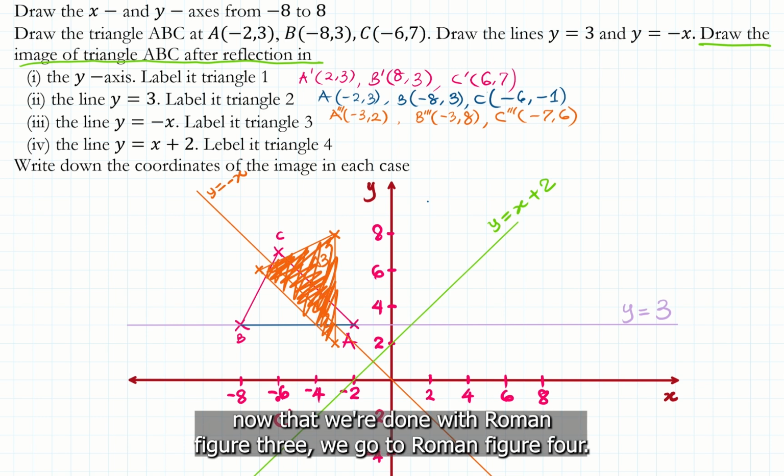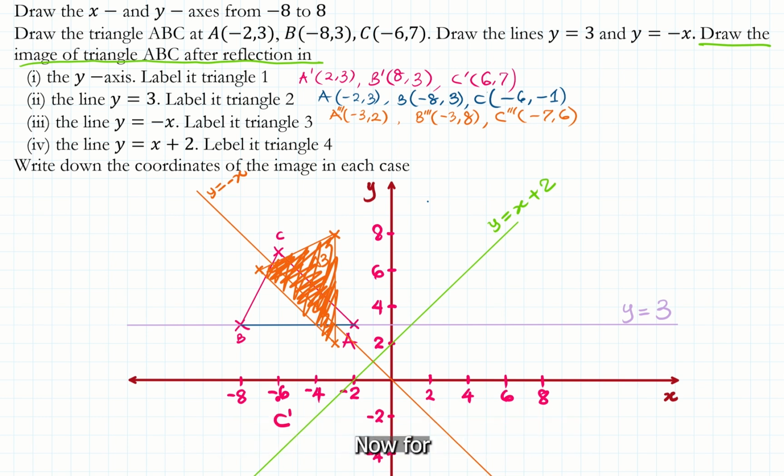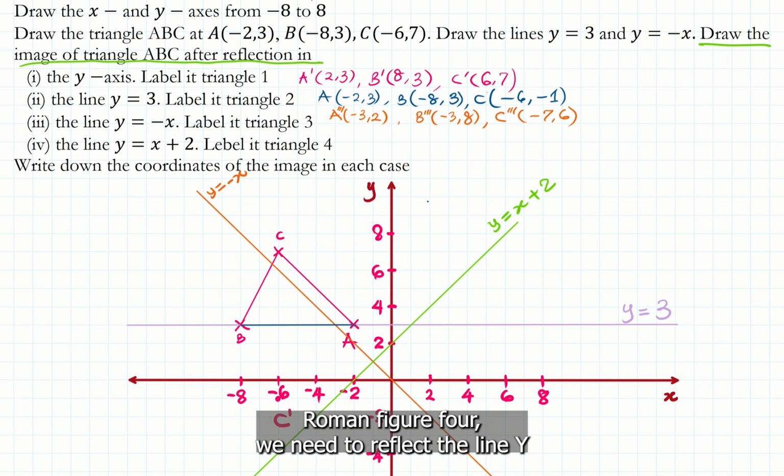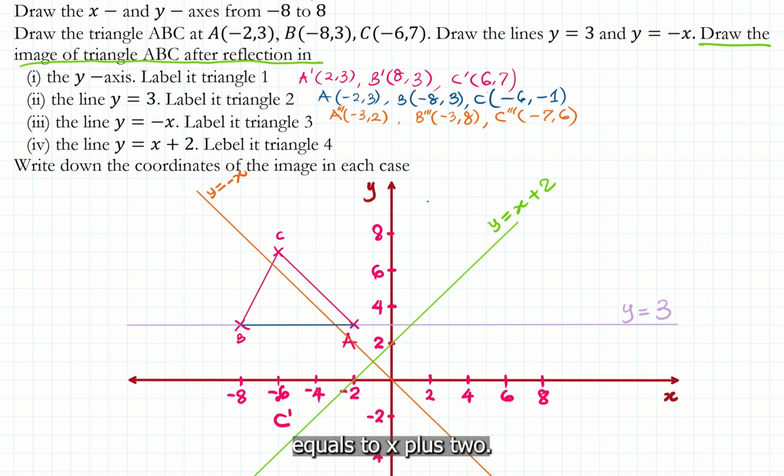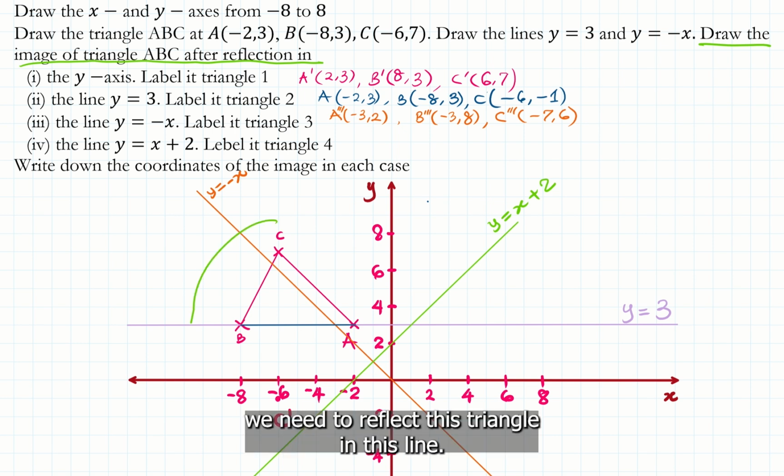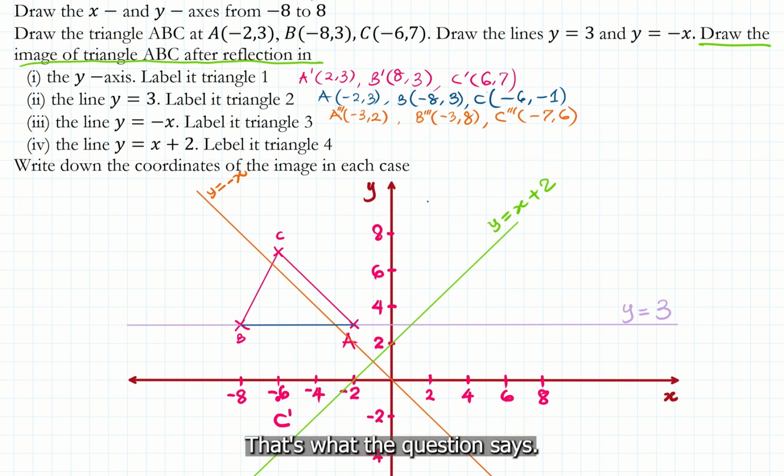Now that we're done with Roman figure 3, we go to Roman figure 4. For Roman figure 4, we need to reflect this triangle in the line y equals x plus 2. That's what the question says if you read it. So let's go ahead and do it. For A, count to the mirror line. 1, 2, 3, count after. 1, 2, 3. So we know that our A prime will be here.